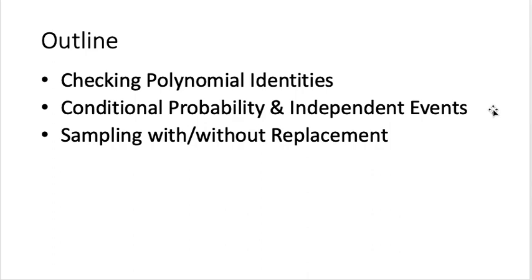And after that, we will see how to improve our randomized algorithm for checking polynomial identities using this conditional probability idea. In particular, we will introduce the sampling with replacement and the sampling without replacement ideas. Okay, so let's start.